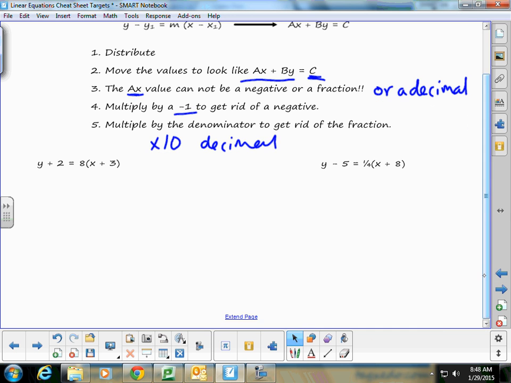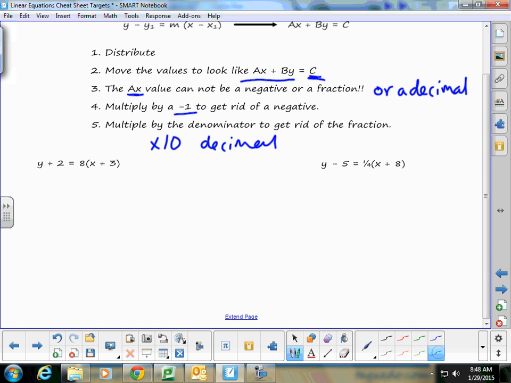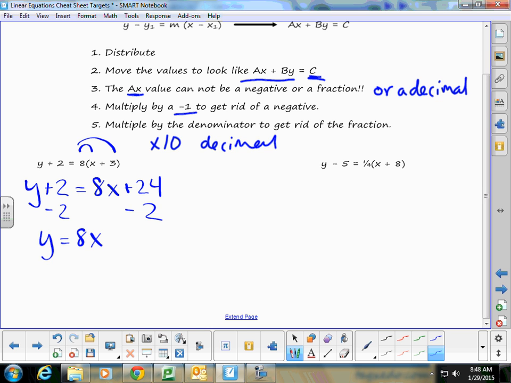So, step 1. I'm going to get my calligraphy pen out because I'm kind of sick of the irregular pen. We're going to distribute the 8. y plus 2 equals 8 times x, 8 times 3 for 24. I'm going to move my single over first. And I get y equals 8x plus 22. Some of you may stop there, but then you realize, oh wait, my directions were to go to standard form. I must continue to bring my x over. Since I'm adding x, I'm going to subtract x.